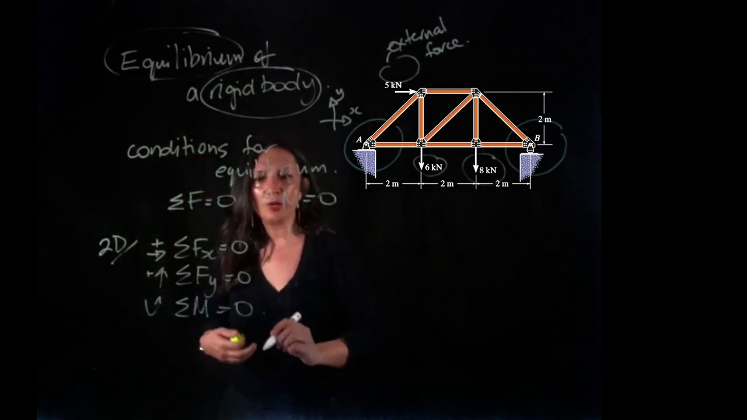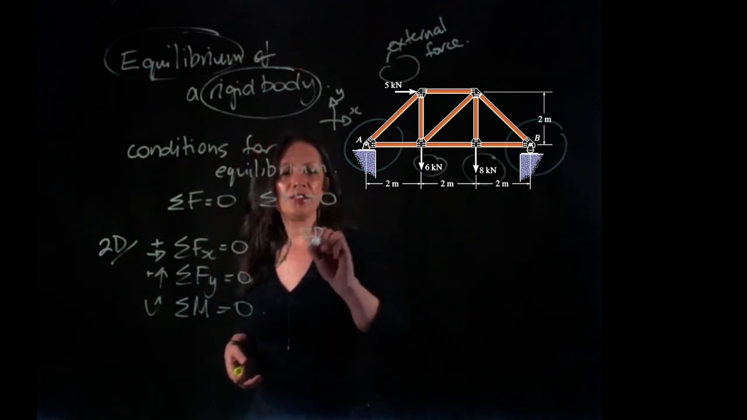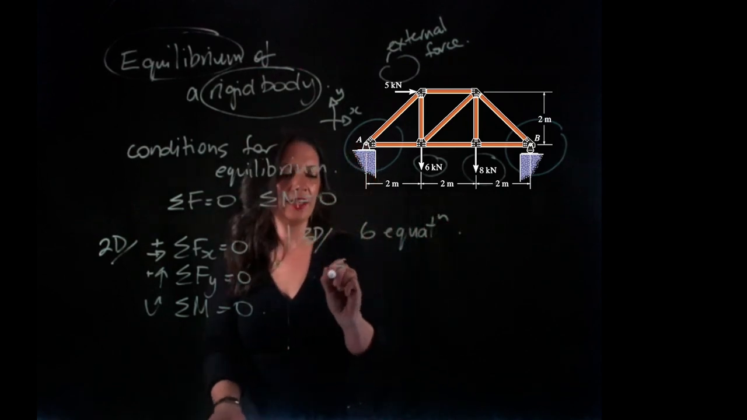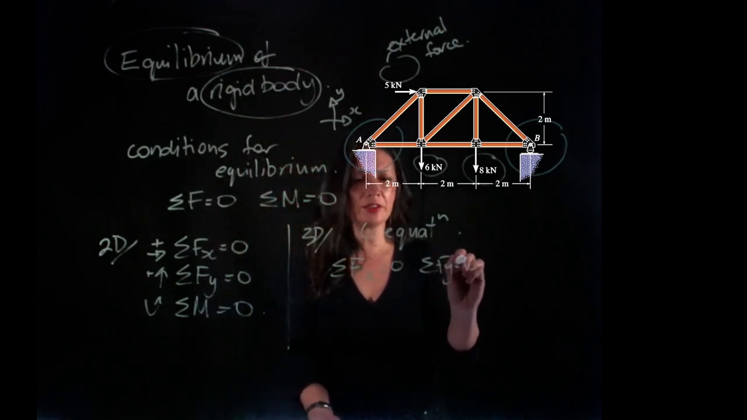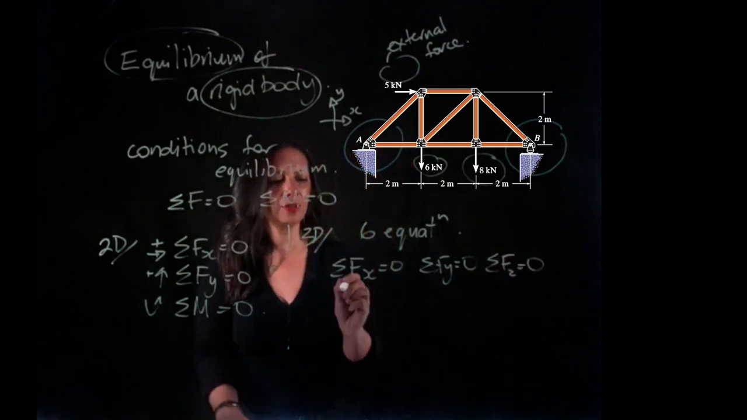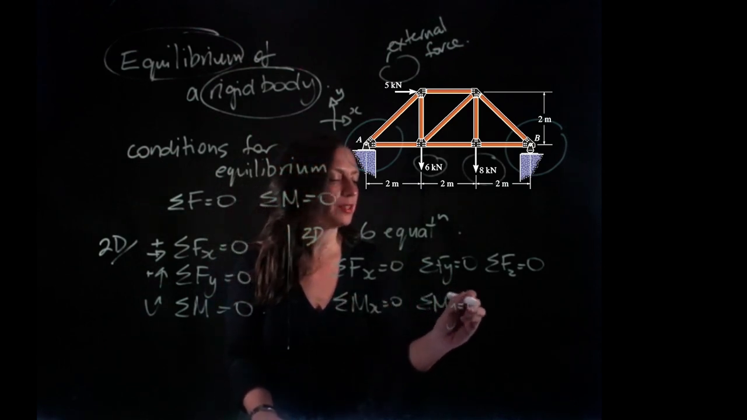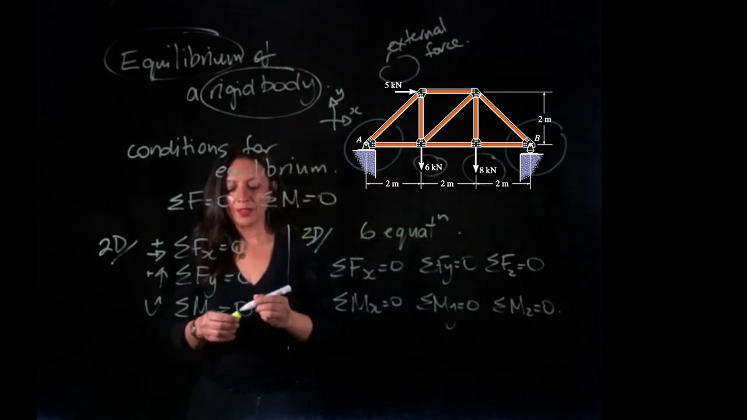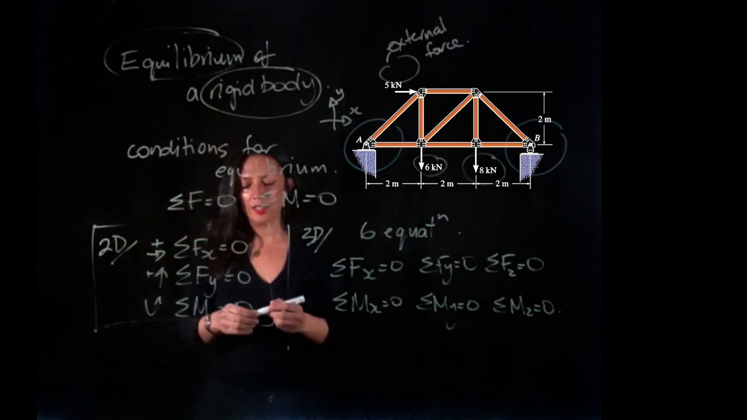If we were looking at these problems in 3D, which you'll do next year in Mechanics 2, you'll actually have 6 equations. The sum of the forces in the x direction will be 0, the sum of the forces in the y direction will be 0, and the sum of the forces in the z direction will equal 0. Similarly, the sum of the moments in the x equals 0, the sum of the moments in the y equals 0, and the sum of the moments in the z equals 0. So just remember, in this semester, we're only looking at 2D systems.